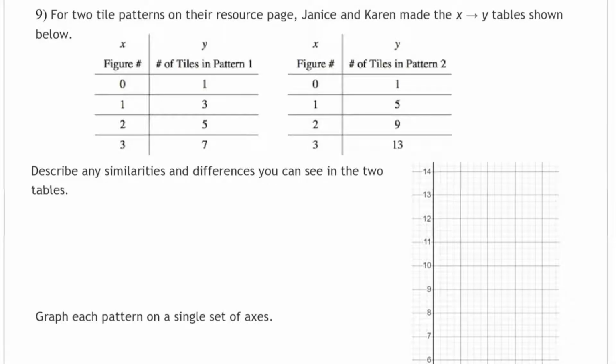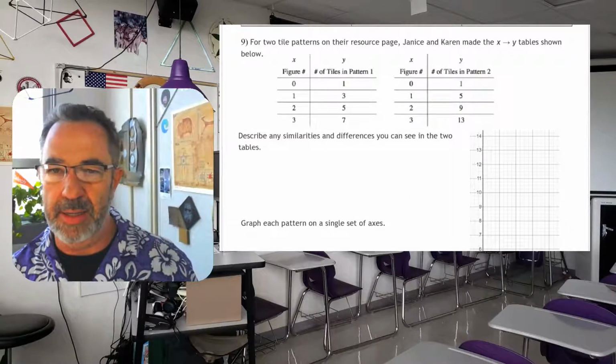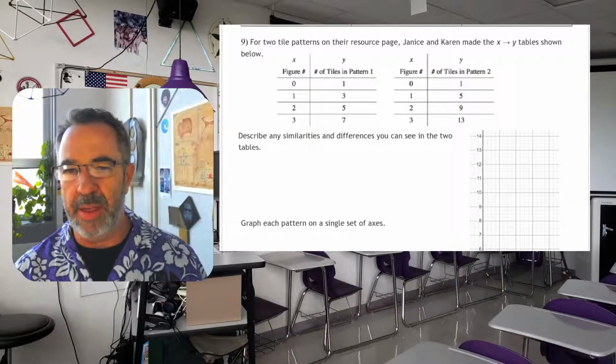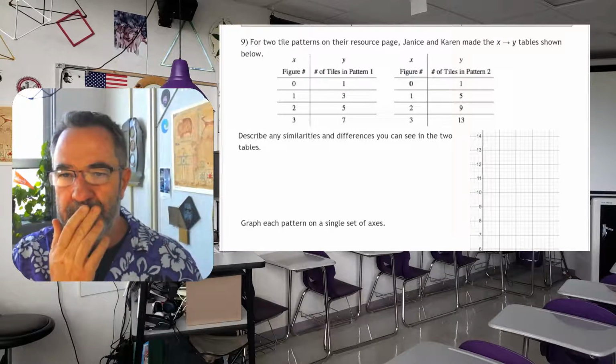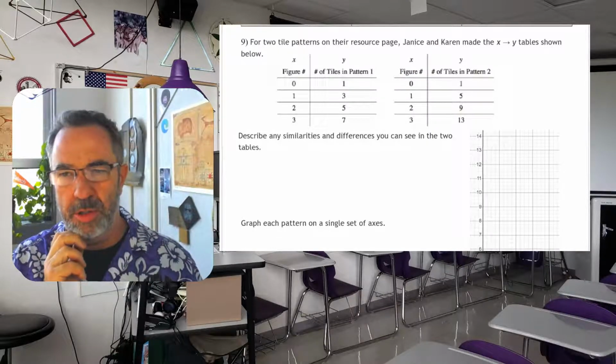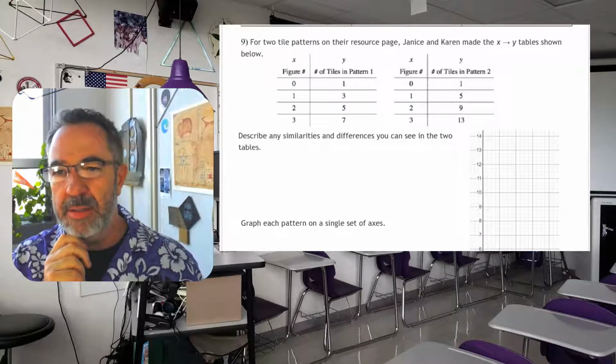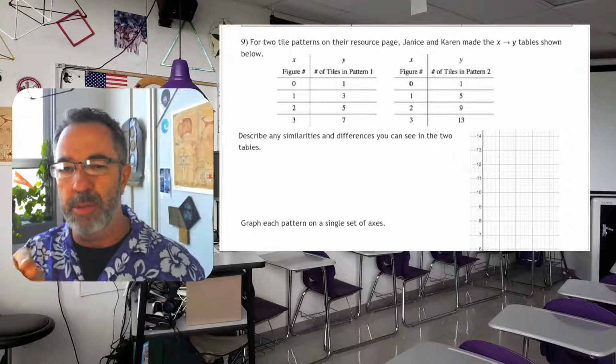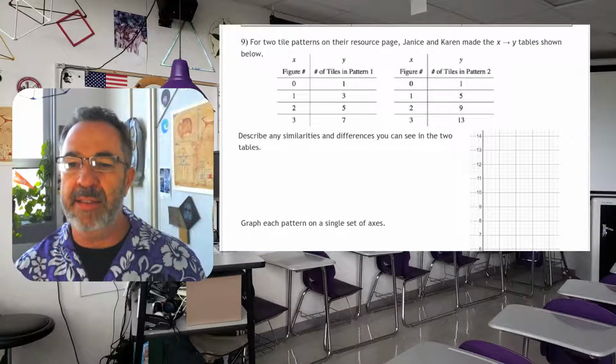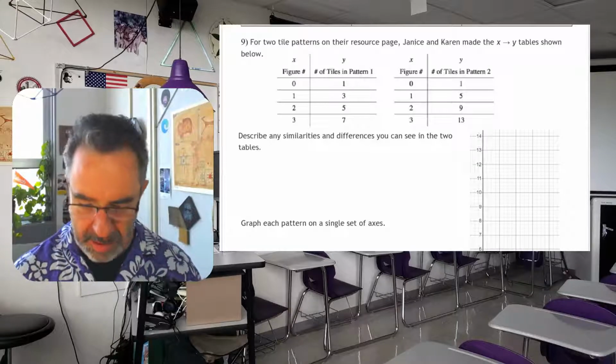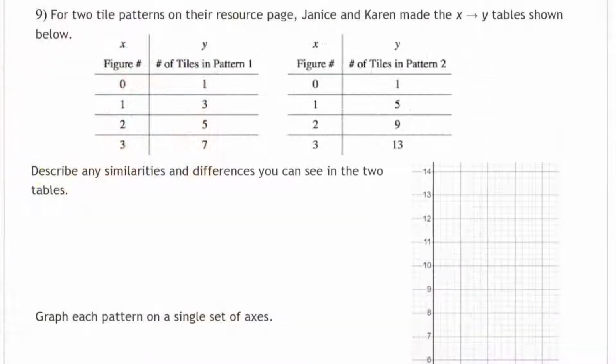Okay, we are down to our final question, and I'll just share with you some of the things I got as answers for this. It says, for two tile patterns on their resource page, Janice and Karen made the XY table shown below. Describe any similarities and differences you can see between the two tables. I heard many students point out the fact that both of these had the same starting value, right?